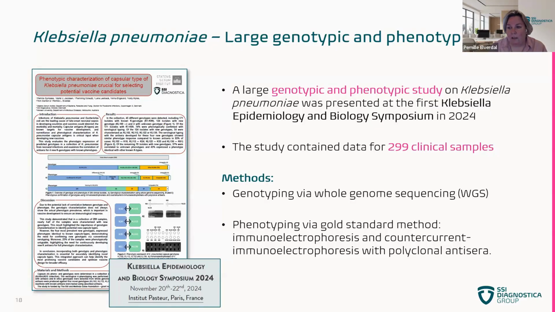The study contained data from 299 clinical samples, which were collected around the world. The genotypic method used was whole genome sequencing. And the phenotypic method was the gold standard, which is our immunoelectrophoresis and counter-electrophoresis assay where you use monoclonal antisera. This is the gold standard method, which has been used in the past in the surveillance industry.